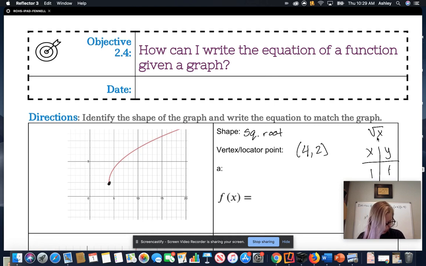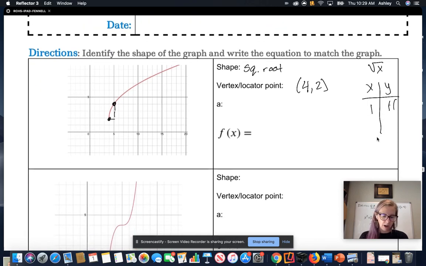So let's see what we do in this case. We go over 1, up 2 to get to the next point on my graph. So what we're doing is multiplying our output by some a value that's going to turn my 1 into a 2. So my a value must be 2. 1 times 2 is 2.